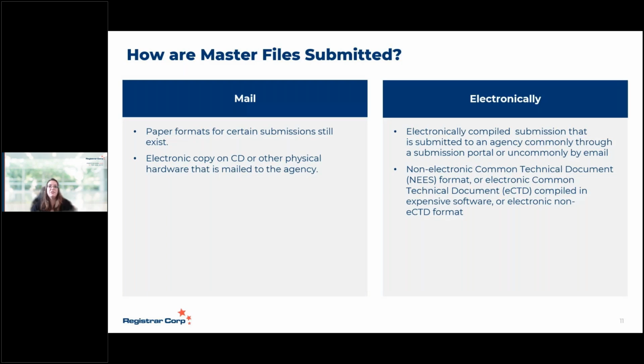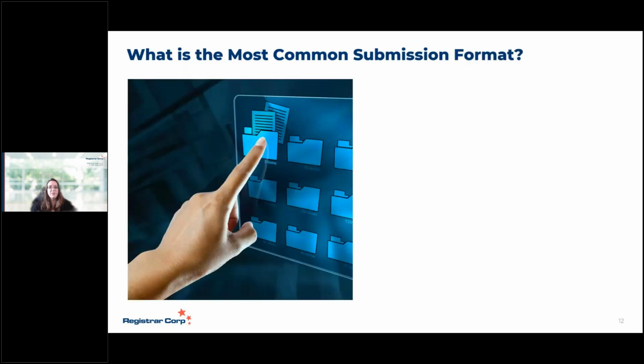So electronic submissions are electronically compiled and submitted to an agency through a submission portal, or in some cases by email. The formats that may be submitted electronically are non-electronic common technical document format, or NeeS format, electronic common technical document format, or eCTD format, which is compiled in an expensive software, or electronic non-eCTD format. So what is the most common submission format? That would be eCTD.